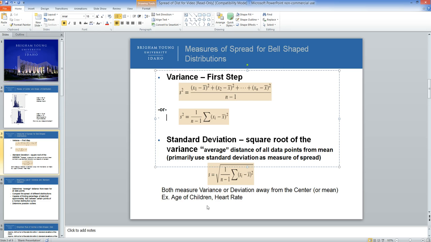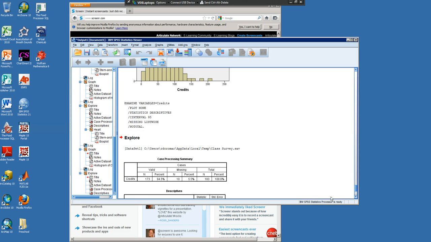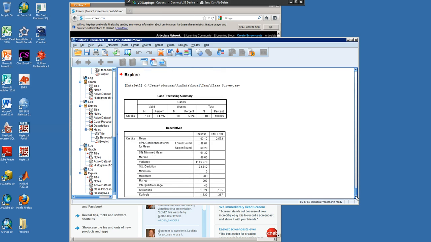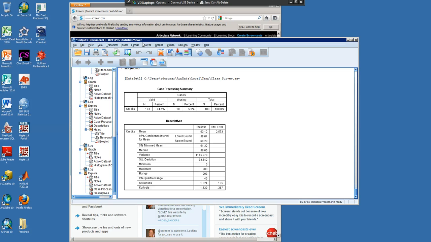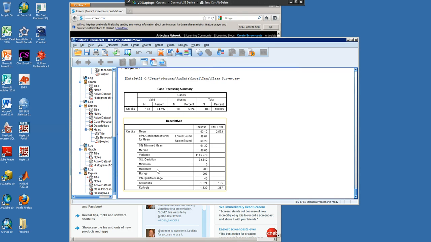Now, if we wanted to get this in SPSS, in fact, we've done it before, I'll just use the credit data here, the number of credits students have taken. If you run Analyze, Descriptive Statistics, and Explore, and then run that with whatever data, credit or whatever else you want to do, you can get the variance and the standard deviation right here. It's fairly straightforward, okay?